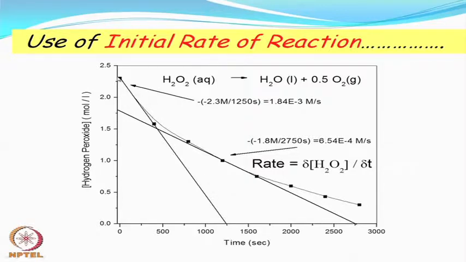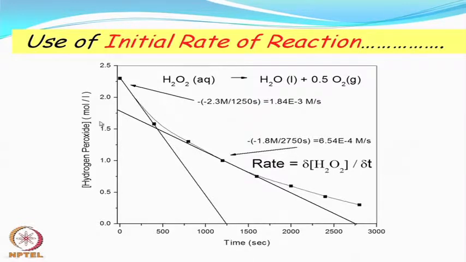So, this slope is basically this 2.3, and this value is about 1250. If you divide this by 1250, you get a number which is 1.84 into 10 to the power minus 3 mole per second. So, this tangent has the magnitude 1.84 into 10 to the power minus 3 mole per second at this point, and here it is 6.54 into 10 to the power minus 4 mole per second at this point.